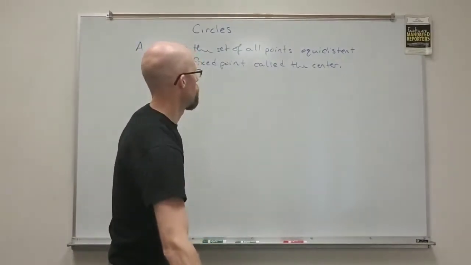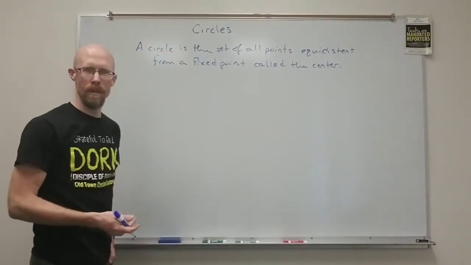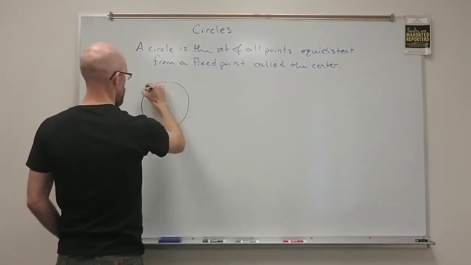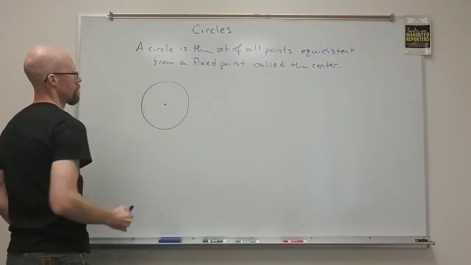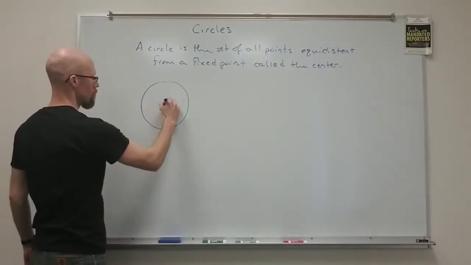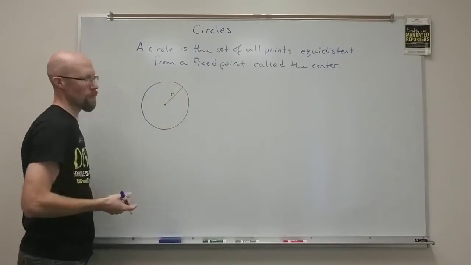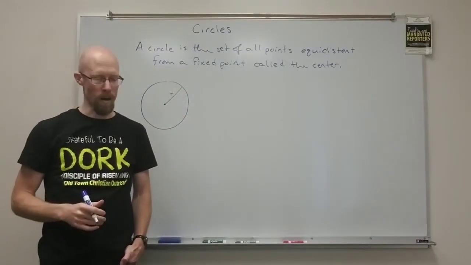Okay, and so we all have a feeling for what a circle looks like. That's not too bad. And so it's all points whose distance from the center is fixed. Now, generally, we would call that distance the radius r.